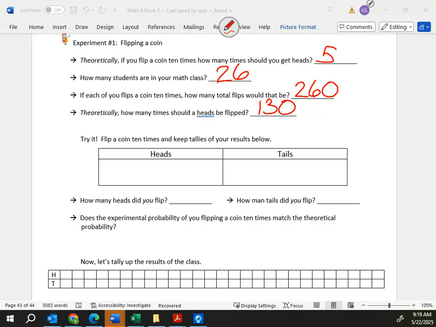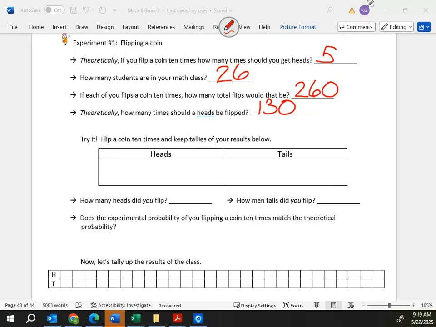Thumbs up if you think that's what's actually going to happen. Thumbs down if you think things get a little wonky. Yeah, thumbs down. Some of us are going to be flipping. Some of us might get 5 and 5, 5 heads, 5 tails. Some of us might get 8 heads and 2 tails. Right? We're going to see what happens when we flip, all of us.